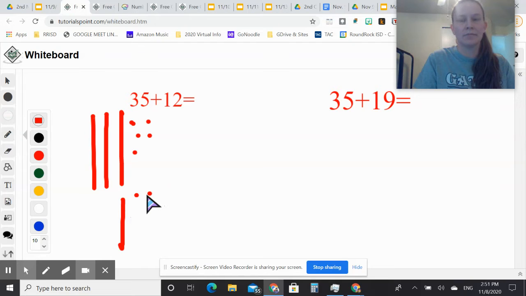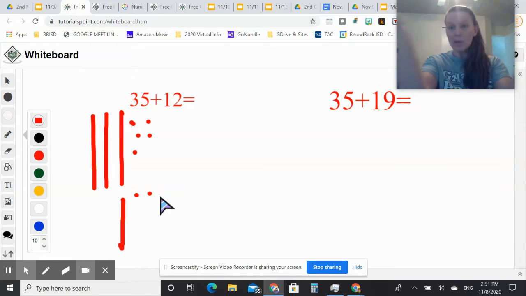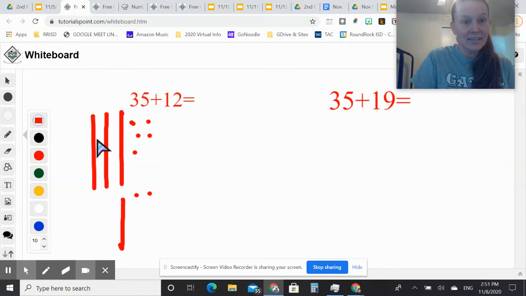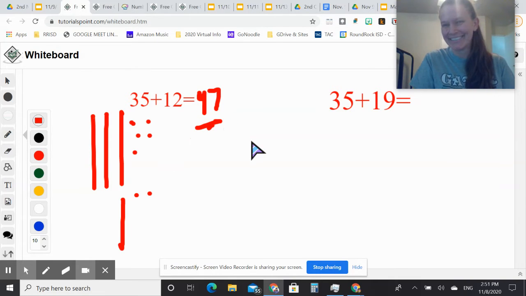10, 11, 12. So when I go to count this, I can put all my tens together and all my ones together because it's addition, people, two groups, put them together. So 1, 2, 3, 4 tens, so put it in the 10 spot, and 1, 2, 3, 4, 5, 6, 7 ones, I put in the 1 spot. Or I could double check and count them: 10, 20, 30, 40, 41, 42, 43, 44, 45, 46, 47. 47, people.